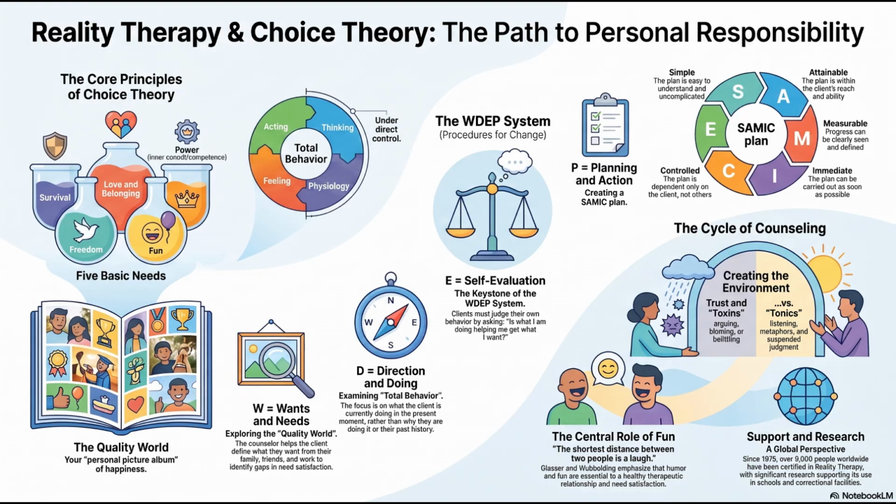Oh, constantly. So today we're exploring this really fascinating textbook chapter by Robert E. Wubbolding. It breaks down a psychological approach called reality therapy. Right, and the underlying engine of that therapy, which is known as choice theory, was originally developed by the psychiatrist William Glasser.